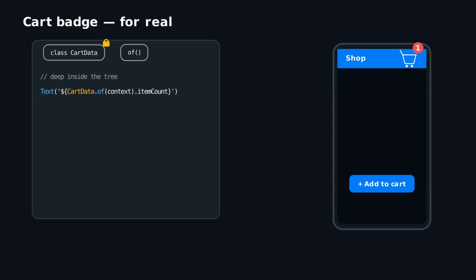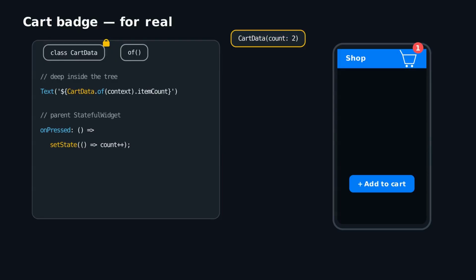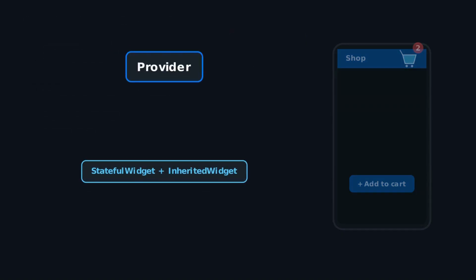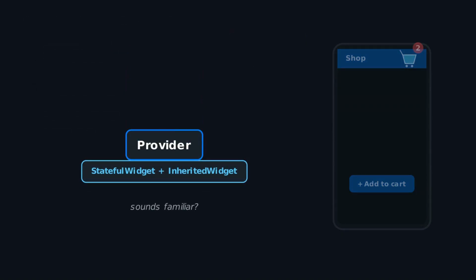Now, the twist every beginner hits. InheritedWidget is immutable. So how do we change the count? You don't mutate it, you replace it. Wrap it in a plain stateful widget parent. When the user taps Add to Cart, the parent calls setState, rebuilds CartData with count + 1, updateShouldNotify says true, and the badge, 5 levels away with 0 constructors touched, ticks from 1 to 2. And that stateful widget plus InheritedWidget combo, that's exactly the pattern Provider automates for you.